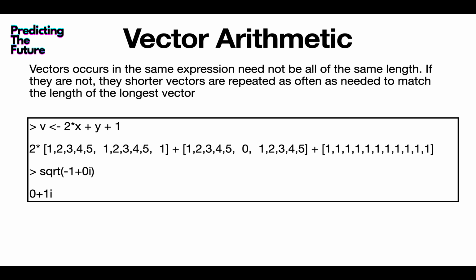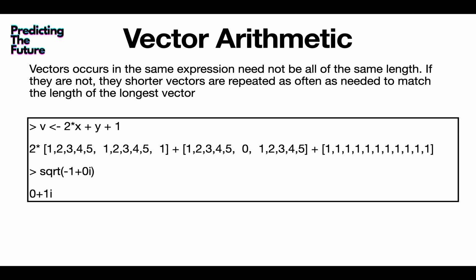That counts to 11. So that will be 2 times each element of this vector x, and then plus y, and then plus a scalar. A scalar is the same, it will be repeated. 1 will be repeated 11 times, and that will be how this equation will be calculated. R is very powerful because it's very intuitive for mathematicians, similar to MATLAB and other programming languages in the scientific world.